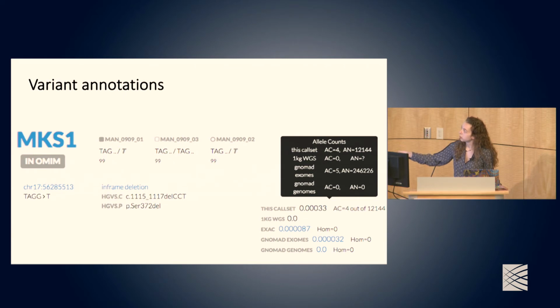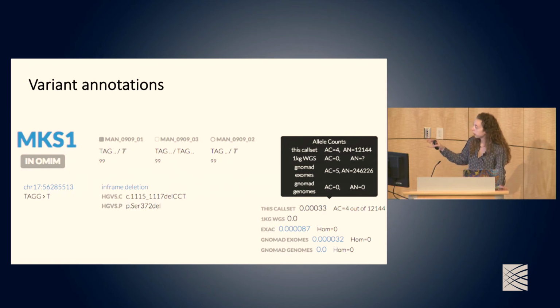This is showing that the variant is present in the proband, and it's a deletion of three bases. The father is wild type, and the mother also has this variant. With the chromosome coordinates over here, you can link out to UCSC. It tells you what kind of variant it is, and it also tells you the HGVS p. nomenclature.